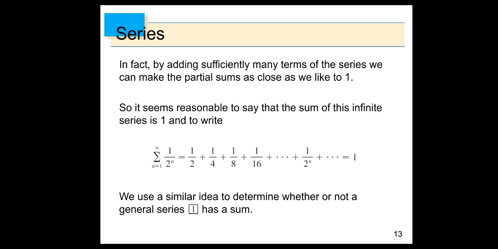So you see, in fact, by adding sufficiently many terms of the series, we can make the partial sums close to 1, right? It seems reasonable to say that the sum of this infinite series is 1, and we can write it in this manner, right? So we have this half, then fourth, then eighth, 16th, and then up to 1 by 2 to the power n plus up to infinity, right? And it would be equal to 1, right?